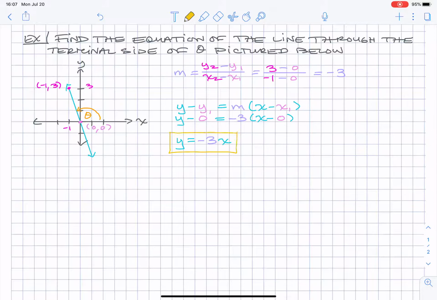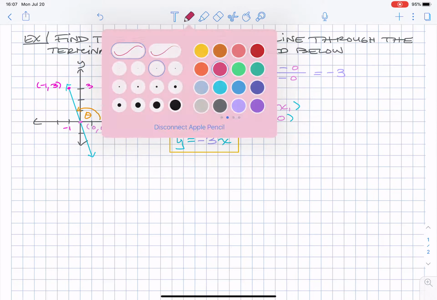Let me draw a box. No, okay. Clearly this app does not want me to draw a box. Okay, there we go. That is the equation of the line. Okay, holy moly. Okay, so let's recall.